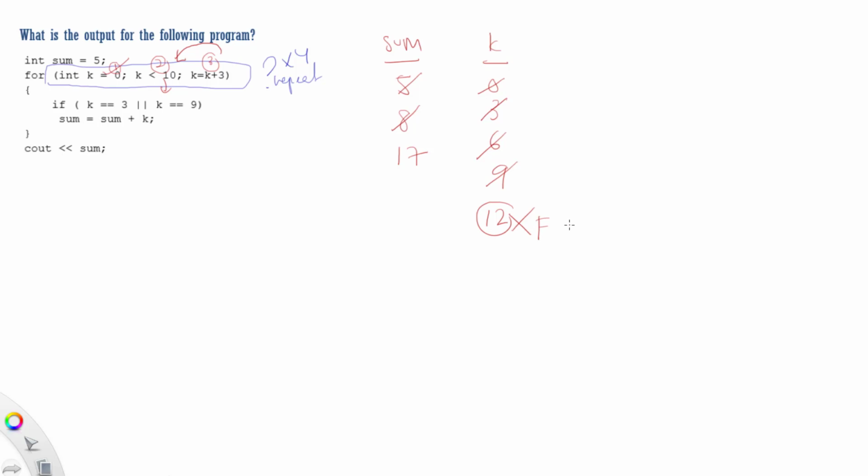This is false. You will notice how many times has this been repeated? 1, 2, 3, 4. This is based on the k, because k is our control variable, a counter variable. Then you will have cout sum. Once you've done this, that's the end of the loop. So cout sum, sum will be 17, so the output will be 17. This is how you solve this problem, by tracing each variable.